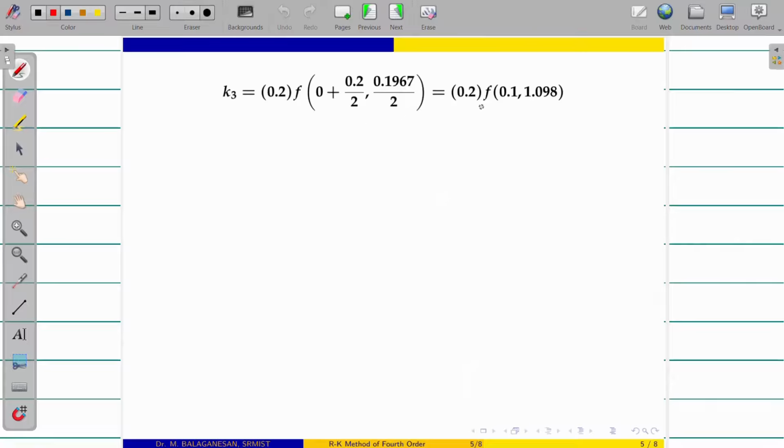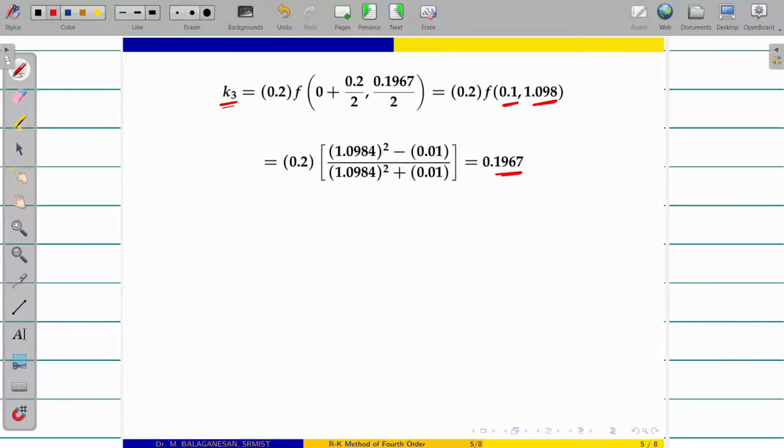And 0.2 into f of 0.1 comma 1.098. So in the same equation, you have to replace x by 0.1, y by 1.098. So replace this, and we can get the answer 0.1967. So this is the value of K3.